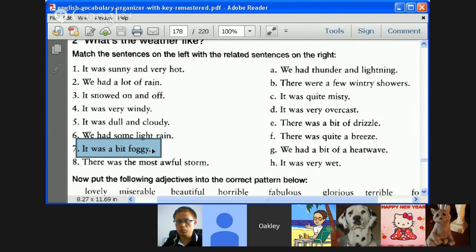Okay, it was a bit foggy. I think it's C. It was quite misty. Indeed, I don't know. You're correct. Yeah, that's okay, right. That's right. Okay. Again, yes.